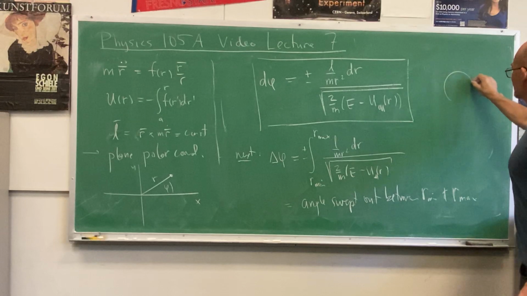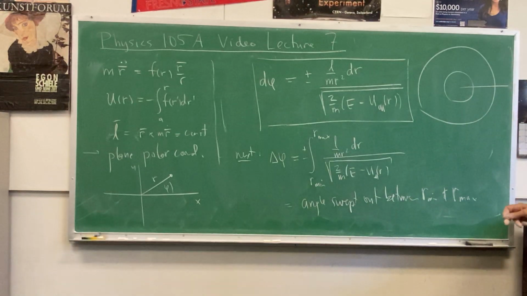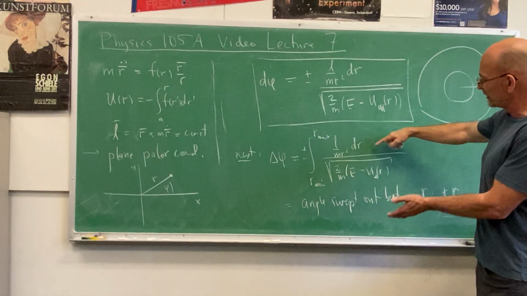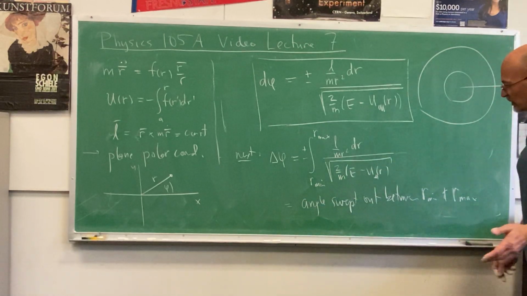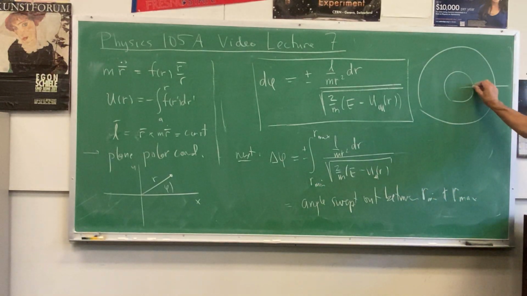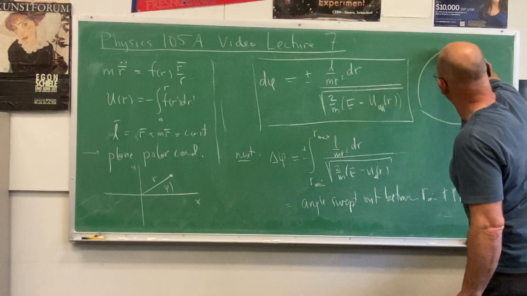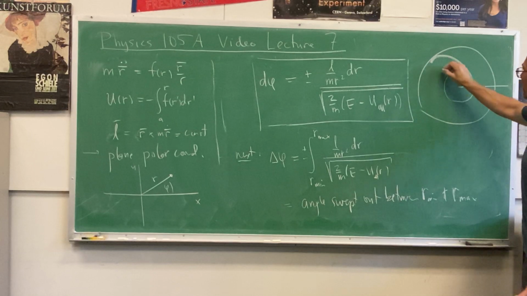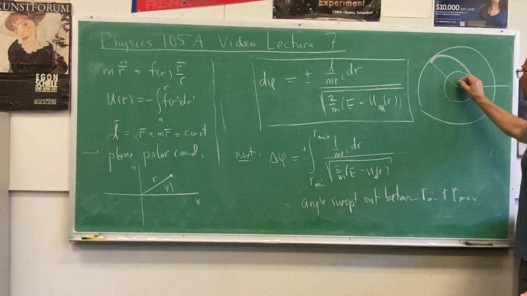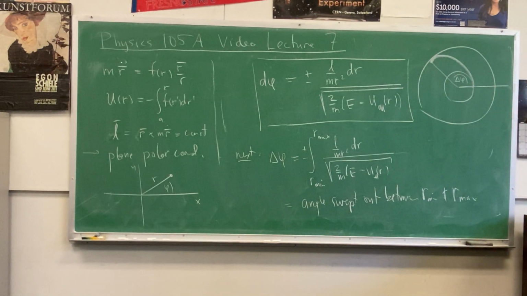That refers to the picture I had been drawing with the two concentric circles. Let's draw that picture again. One is the minimum, one's the maximum. Don't worry about the expression, it is what it is. If you start at r min here, and your trajectory takes you out to here, then you've swept out this much angle. So this is delta phi. We're going to encounter this later again in a slightly different form.